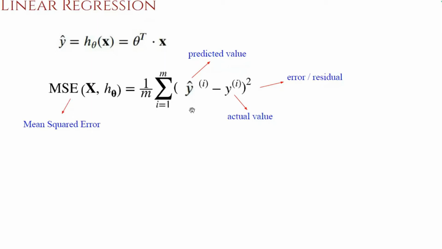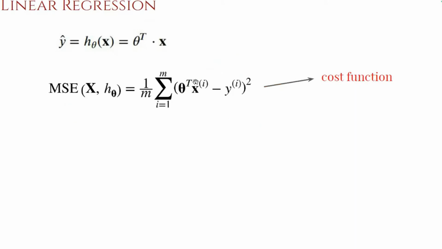So this y hat can also be replaced with this theta transpose x. So here we have not included that dot notation, but this is nothing but our machine learning model. So this is the height predicted by our machine learning model. This is the actual height of the ith person. So that is how we should read this equation.